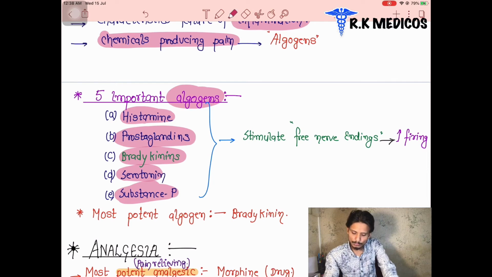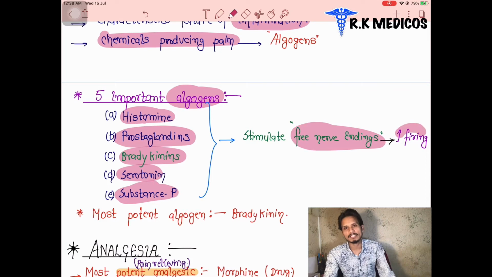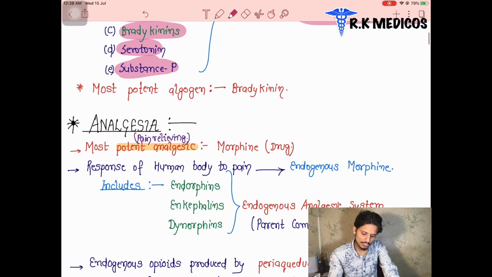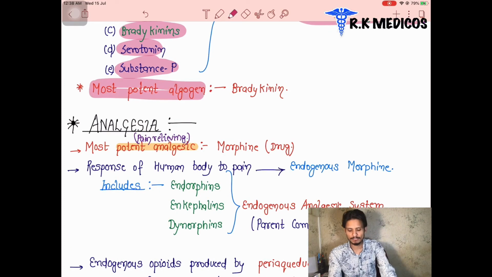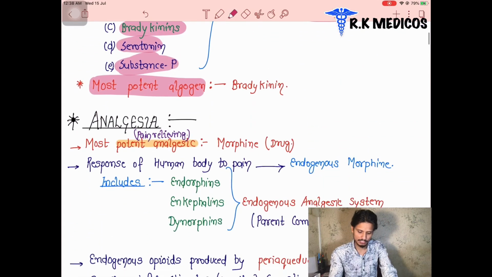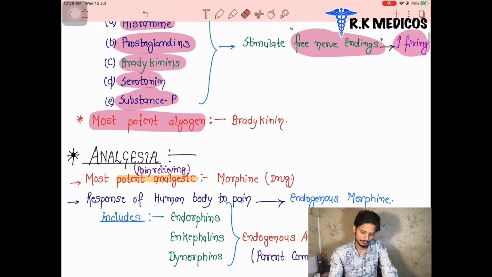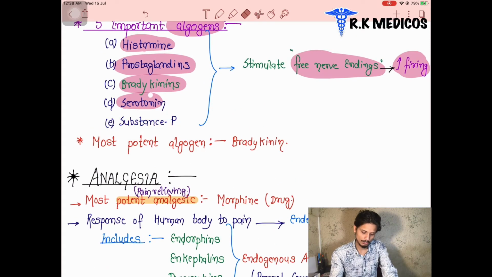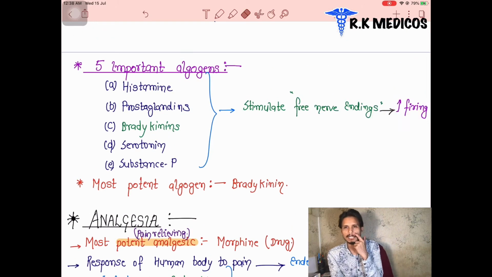They stimulate the free nerve endings and increase the firing of pain perception, so the patient can feel pain. The most potent algogen is bradykinin. This is the most important question here. You understand why I say this is important, as we are discussing pharmacology and the different sections. Bradykinin is the main regulatory activity of the algogens for pain perception in that area.